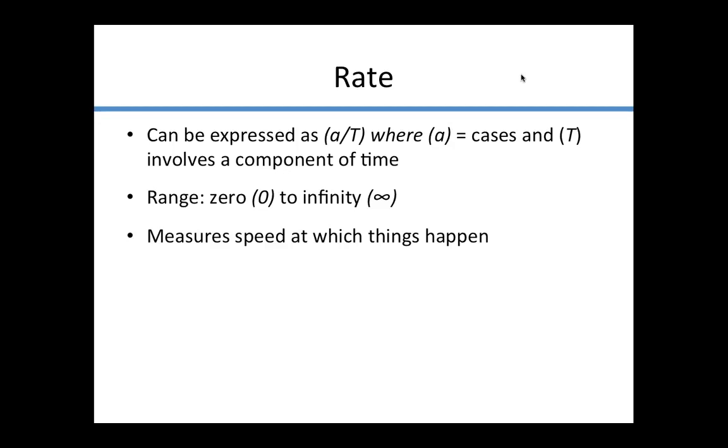For those of you who like formulas, it can be expressed as A over T, where A is the number of cases, new cases actually, and T involves a component of time. And a rate actually varies from 0 to infinity and measures the speed at which things happen. In epidemiology, the speed at which disease occurs.